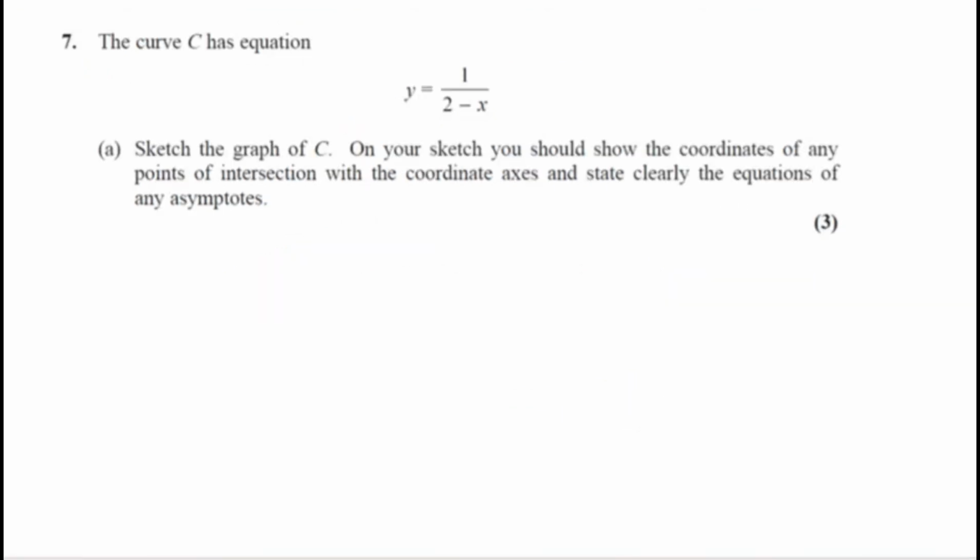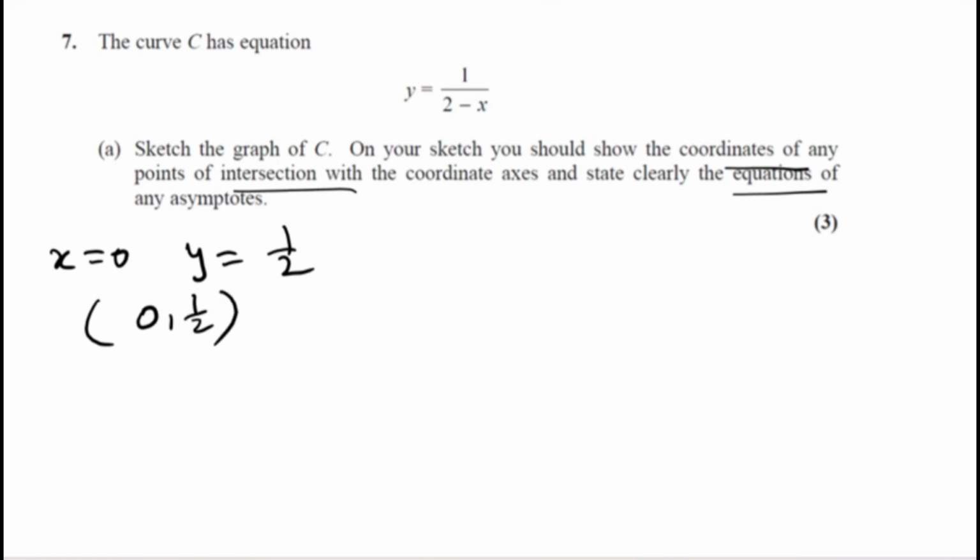Next question, the curve C has equation y is equal to 1 over 2 minus x. Sketch the graph of C. On your sketch, you should show the coordinates of any points of intersection with the x and y axes, and state clearly the equation of any asymptote. So to find the intersection point with the coordinate, first I will substitute x is equal to 0. So my y will be half. So this curve intersects the y axis at the point 0, half.